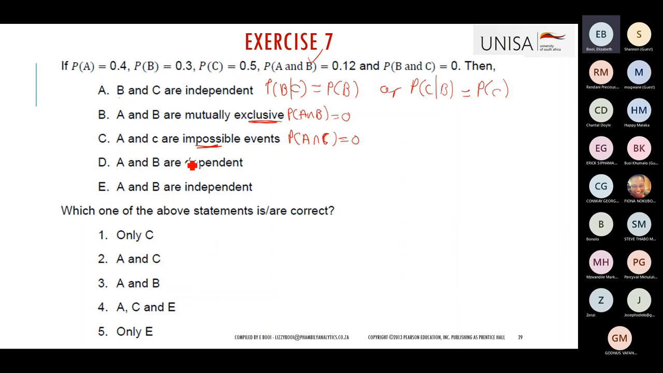Event A and B are dependent. Dependent means they are not equal, so you can use the same approach. The probability of A given B should not be equal to the probability of A, or the probability of B given A should not be equal to the probability of B. I wrote the first one wrong. It should say the probability of A. So if you can prove that is the case, then they are dependent.